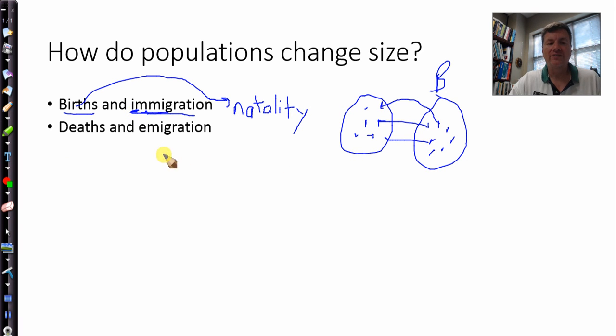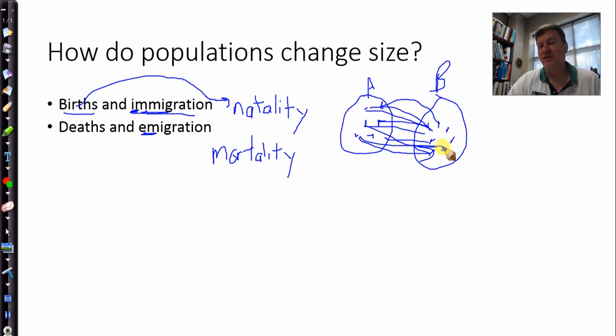Deaths can just subtract from a population, and the term for deaths here is mortality. Mortality is how populations get smaller because individuals die. They can also get smaller by emigration, when individuals go the other direction. This population, population A, is getting smaller as individuals emigrate. It's pronounced the same way, but as they leave, populations can get smaller. So populations get bigger through births or natality and immigration. They get smaller by deaths and emigration.